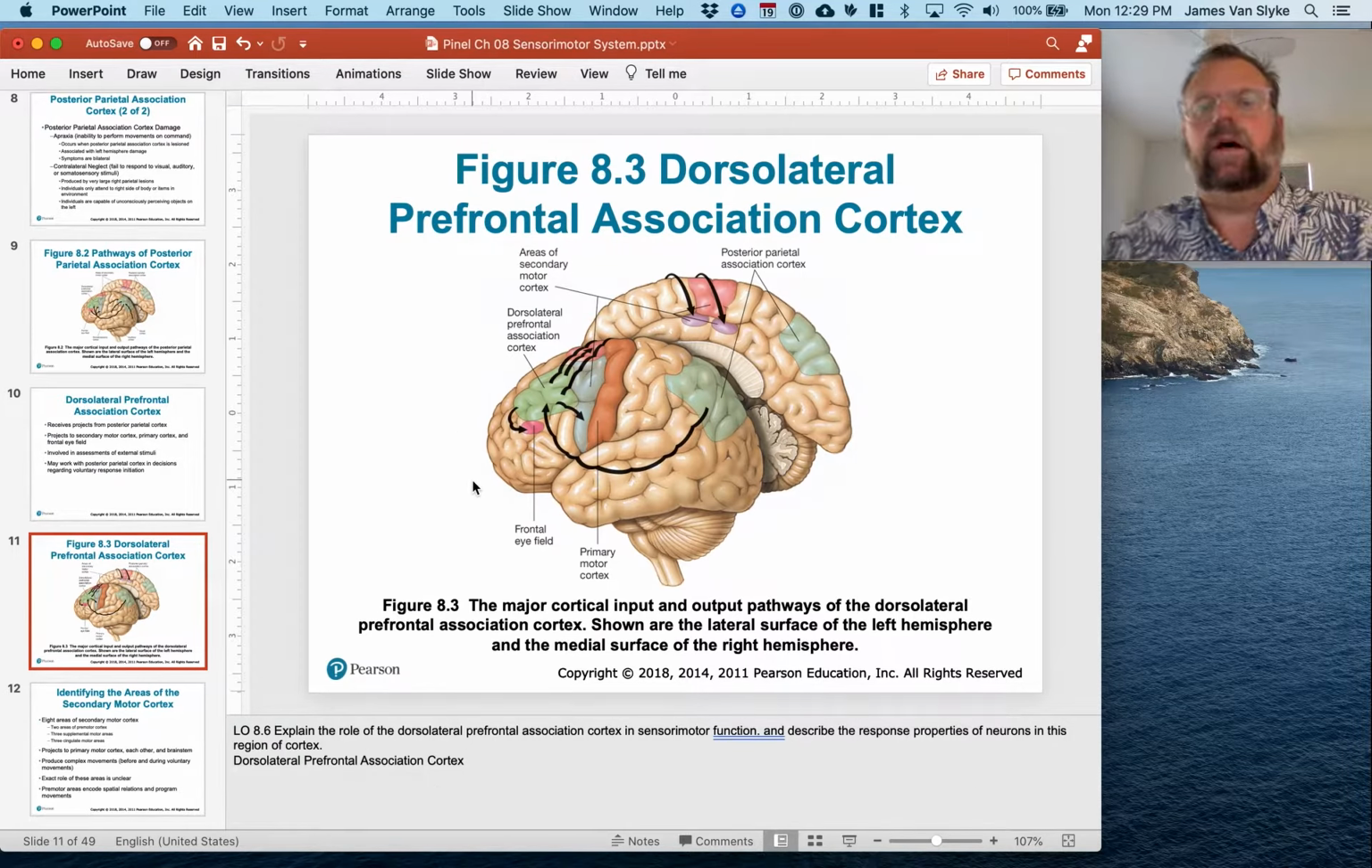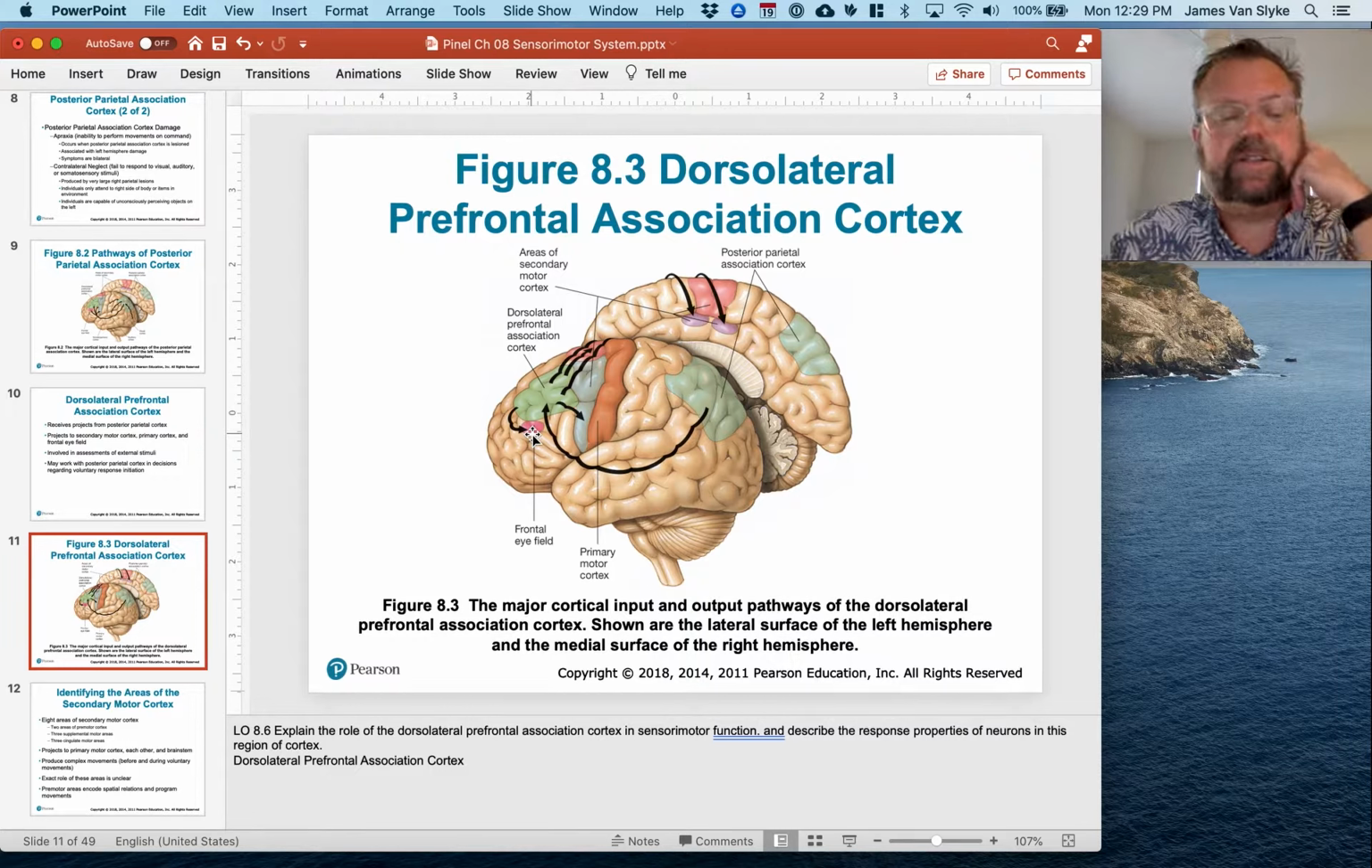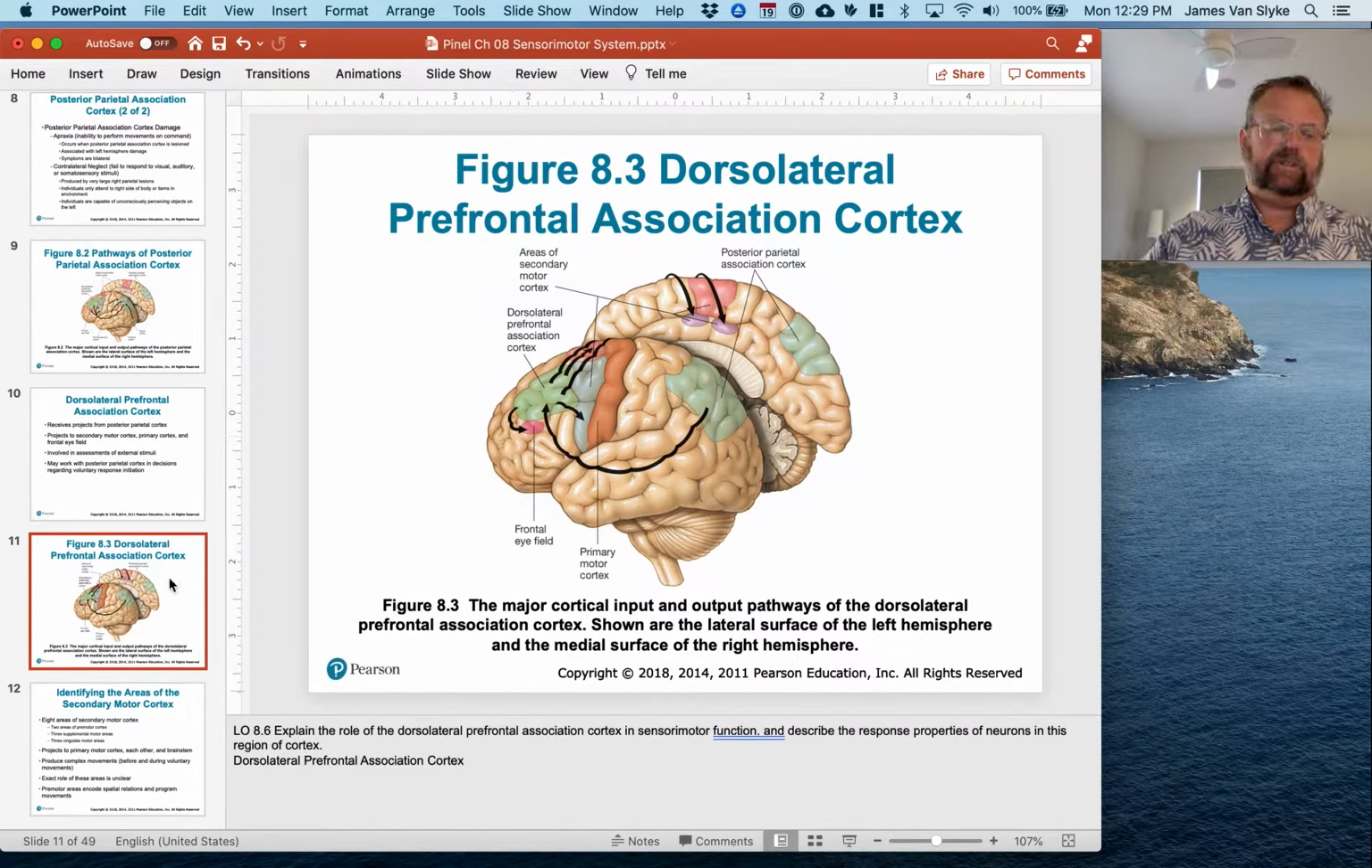So here we are looking at the dorsolateral prefrontal association cortex. We'll notice that it projects to areas of secondary motor cortex, including areas really close to the cingulate, which we see right here. Primary motor cortex here, the frontal eye field, and each of these areas is playing a special role in executing different kinds of motor functions.